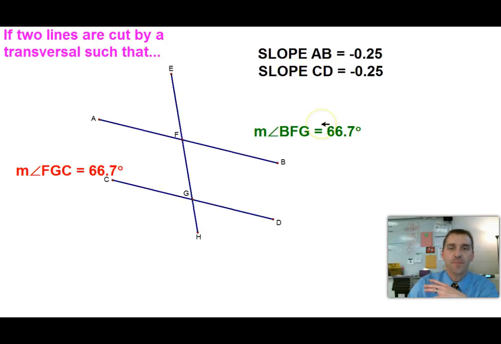So as soon as you have a pair of alternate interior angles congruent, bingo! That implies to you immediately that you got parallel lines. I love it. Okay, so let's get back to this thing.